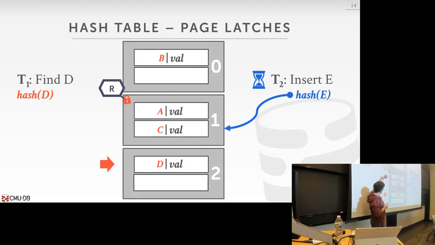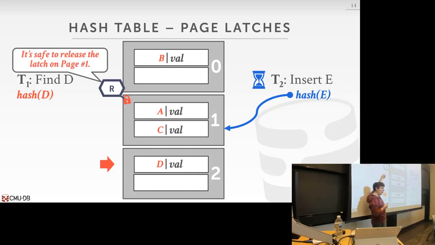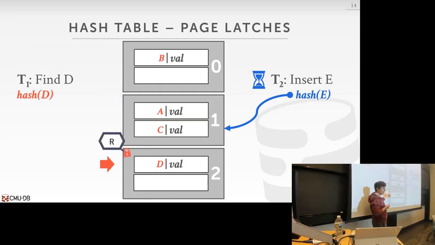To do the traversal, when I want to go from page 1 to page 2, I don't actually need to hold the latch on 1 in order to jump down to 2, because my hash table is static and I'm not resizing, so this location is always going to be the same. So I can immediately release the latch before I jump and allow anybody else to keep running, and then acquire the latch for this page. This is going to be different when we talk about B plus trees. With B plus trees, you have to hold the latch on whatever node you're coming from before you jump to the next node, and only when you get to the next node do you release the one behind you.